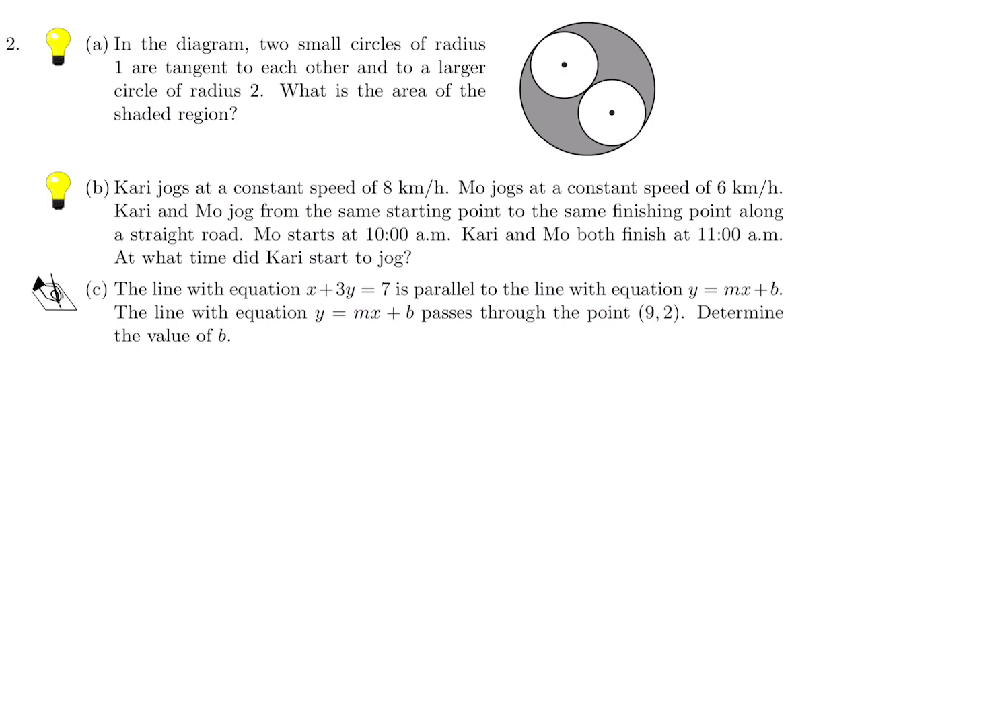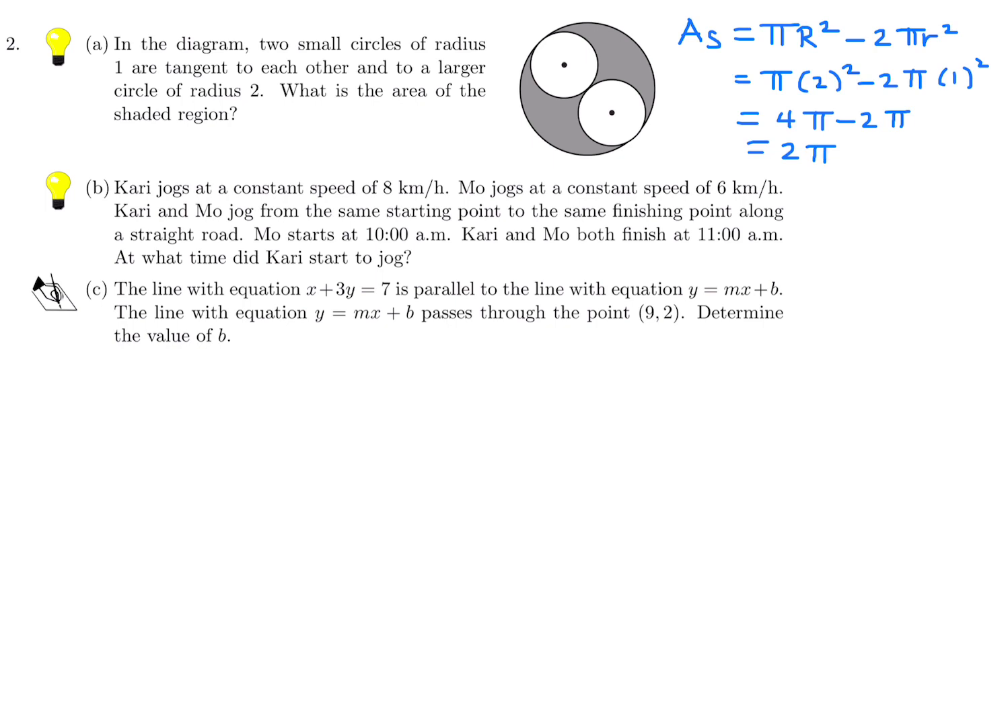In the diagram, two small circles of radius 1 are tangent to each other and to the larger circle of radius 2. What is the area of the shaded region? Well, the area of the shaded region will be the whole circle, πR², minus 2 of the small circles, πr². The big R is 2 and the small r is 1, both given in the question stem. So this becomes 4π minus 2π, and that is 2π.